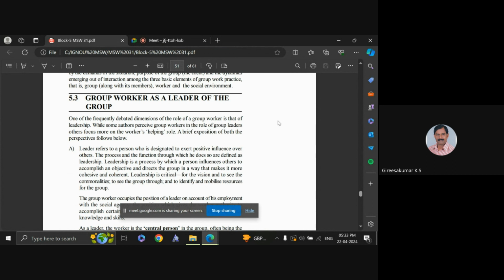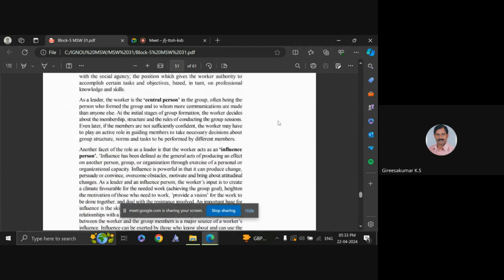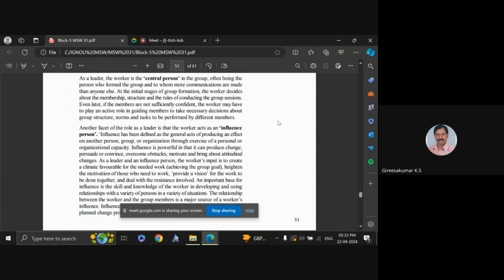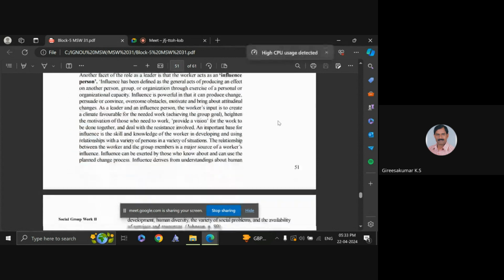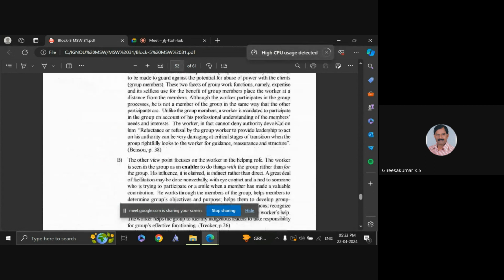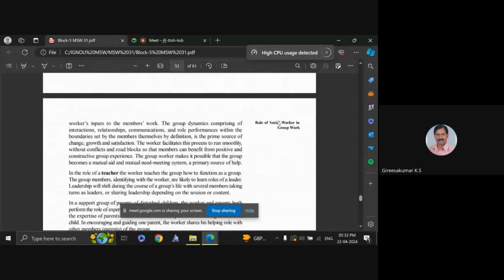Leadership must be there as far as a social worker is concerned. Otherwise, if leadership qualities are not there, they won't do well in this job as a social worker. Then he has to act. The worker acts as an influencing person. That is also a role of a social worker. Roles.